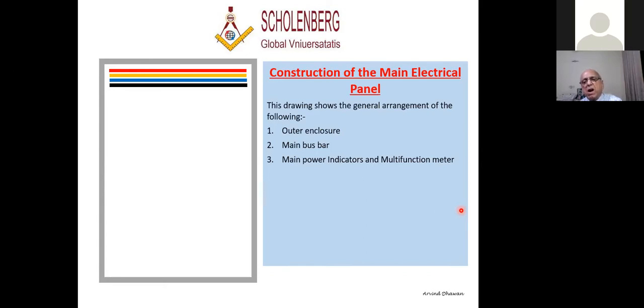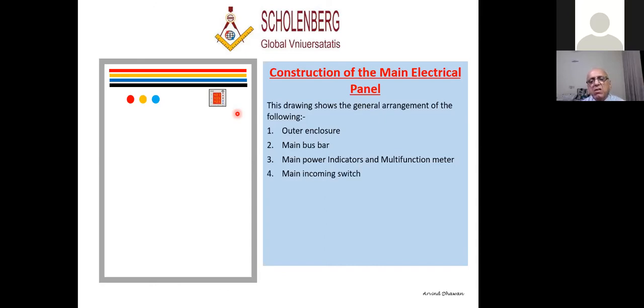Now we have main power indicators and a multifunction meter. If you're going to have main power coming in, you ought to see whether it's coming or not. So we have three phases: a red light for red phase, a yellow light for yellow phase, and a blue light for blue phase. And then we have a multifunction meter that will give you the reading of voltage, current, energy, frequency, and things like that.